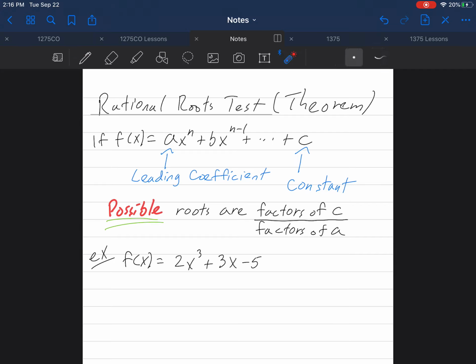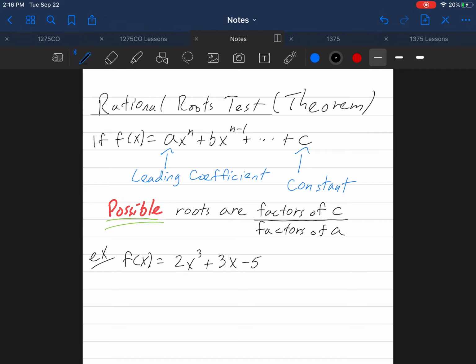This says that possible, not definite, but possible roots are rational numbers, not irrational numbers. This is not going to help us find the radical numbers, but it is going to help us find those whole number roots, those integer roots, maybe fractional roots. So possible rational roots are this fraction, which consists of the factors of the constant term over the factors of the leading coefficient. So those two numbers.